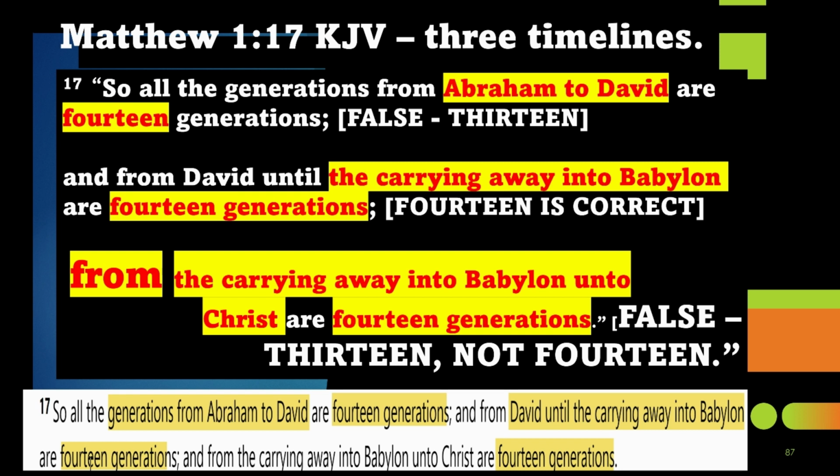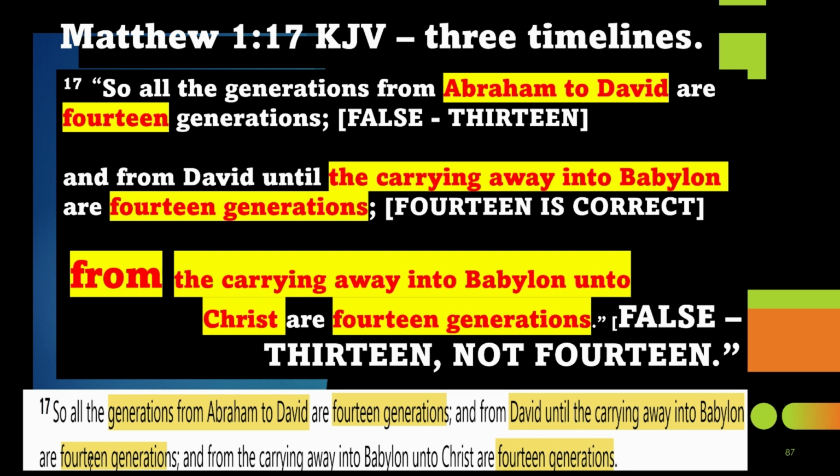So we have verse 17. All the generations from Abraham to David are 14 generations. That's false. There's 13. We'll see. And from David, well, we've already seen all these things, but I'm going to review that a little bit. And from David until the carrying away into Babylon are 14 generations. 14 is correct. And from the carrying away into Babylon unto Christ are 14 generations. That's false. It was 13.